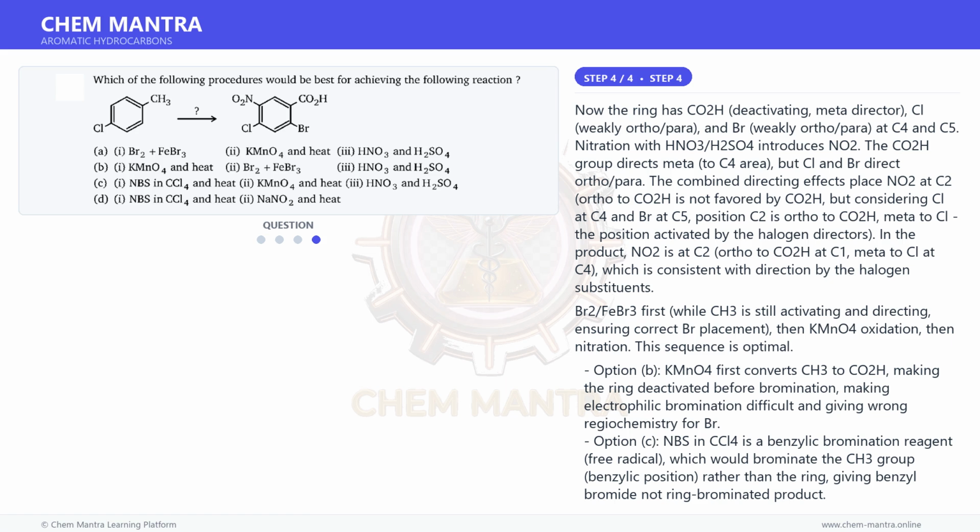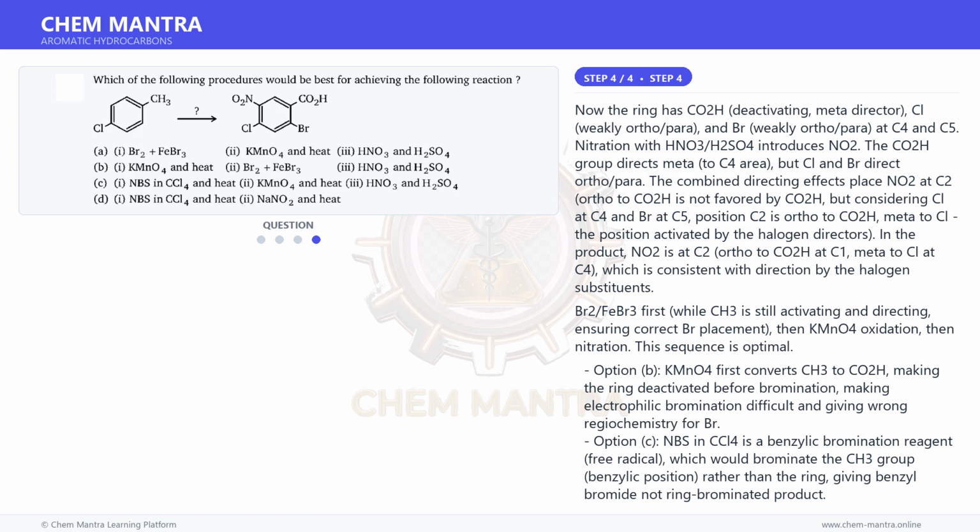Br2/FeBr3 first, while CH3 is still activating and directing, ensuring correct Br placement, then KMnO4 oxidation, then nitration. This sequence is optimal. Option B.